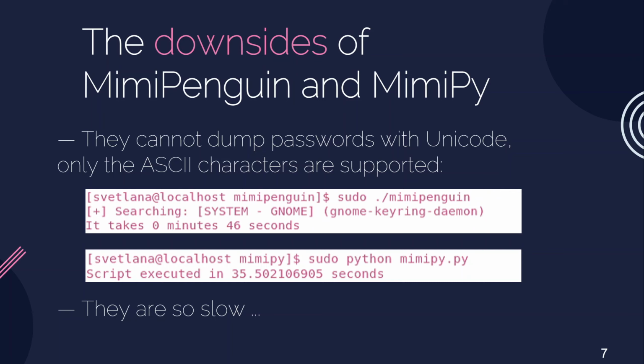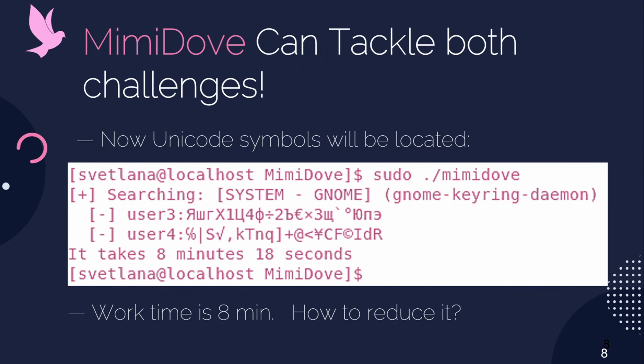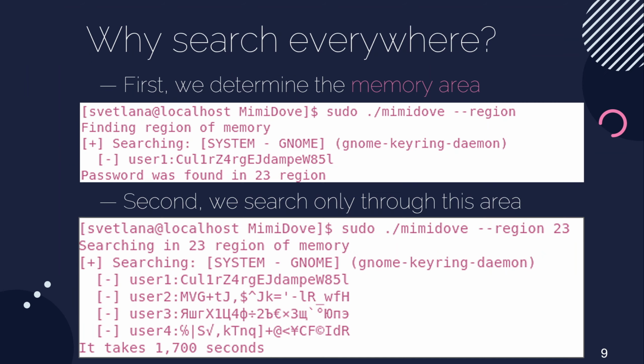To tackle this challenge, we have developed a new tool called Minidaf. Minidaf expands the MiniPenguin and MiniPy features and includes the following competitive advantages. It can locate passwords containing both ASCII characters and Unicode characters. Another challenge is to locate passwords as soon as possible. Finally, we have solved this issue and significantly improved the speed of Minidaf.